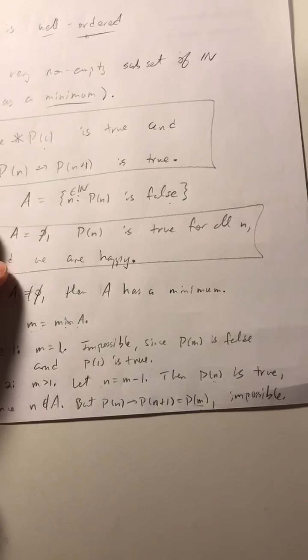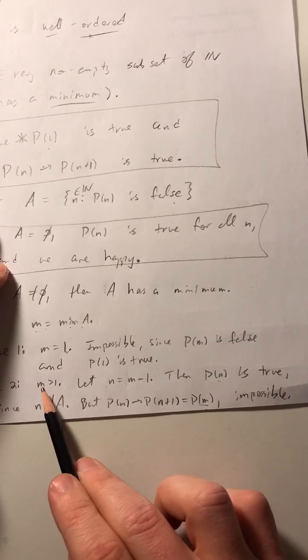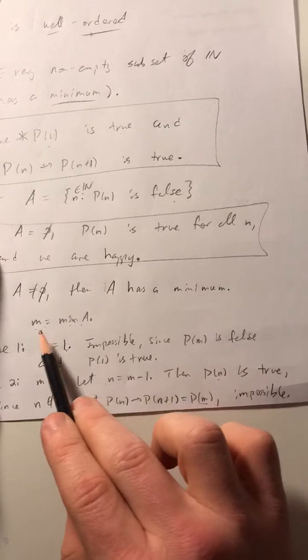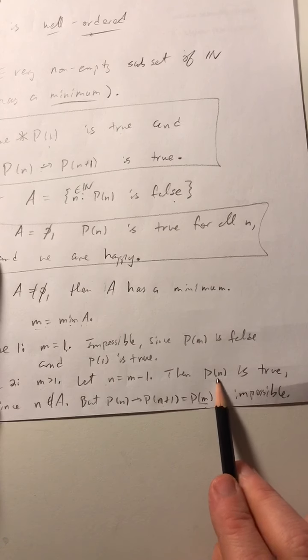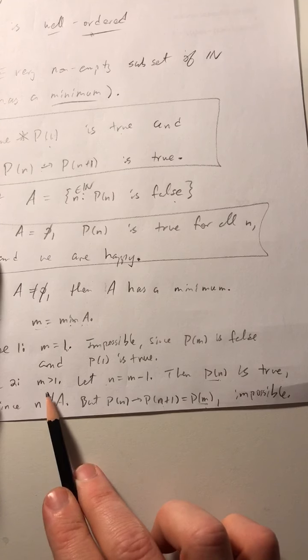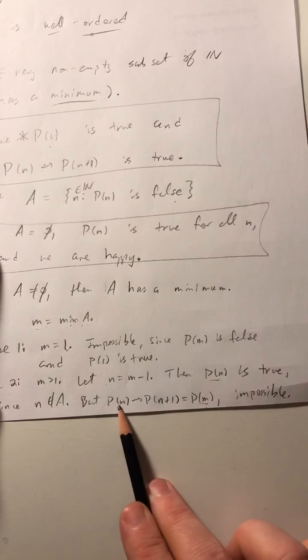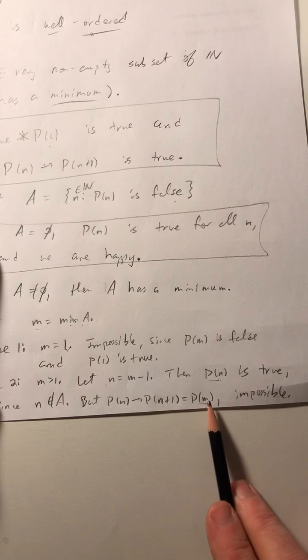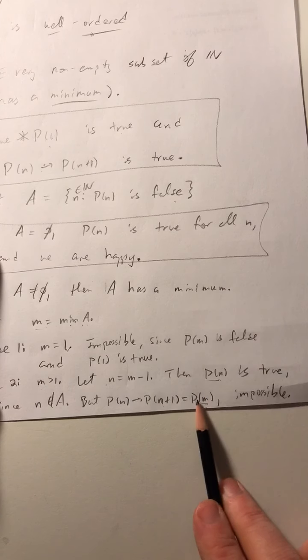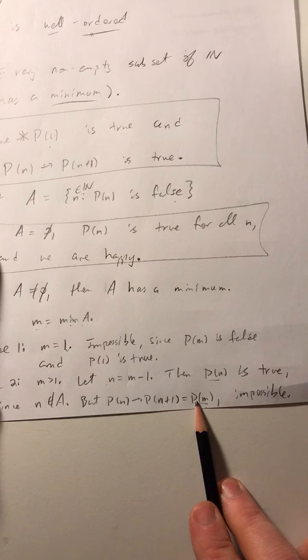So, again, case 2 is impossible because, well, if the minimum is greater than 1, then the previous thing must be true by the minimality of M. But then that implies the next one is true, which is impossible because then here we have P(M) being both true and false.